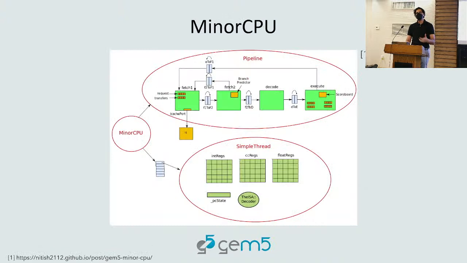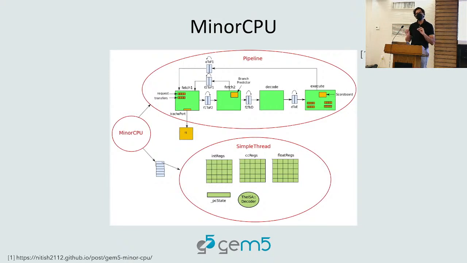The other kind of detailed CPU model is MinorCPU. MinorCPU is basically an in-order CPU or in-order pipeline. In contrast to the TimingSimple CPU, which also has detailed memory system modeling but uses a single cycle CPU, MinorCPU is a four-stage pipeline. The stages are fetch one, fetch two, decode, and then execute, which does the execute and write back as well. The important point I want to mention here is, again, you can configure the delay between these stages.